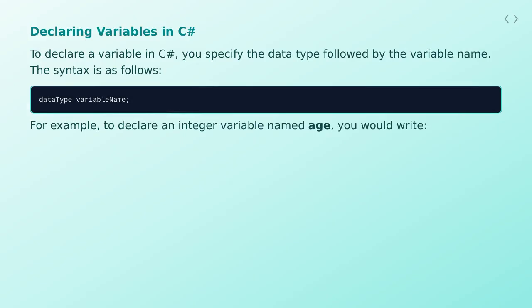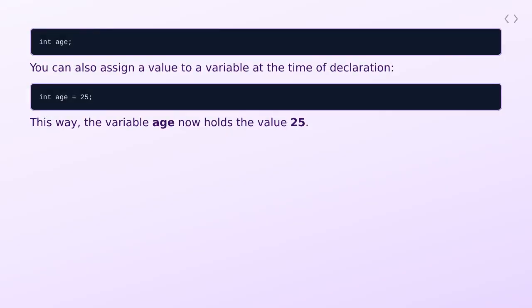Now, declaring variables in C#. To declare a variable in C#, you specify the data type followed by the variable name. The syntax is as follows. I'll let you read the examples on screen rather than reading every line aloud. For example, to declare an integer variable named age, you would write, see the example on this slide. Pause if you want to study the details.